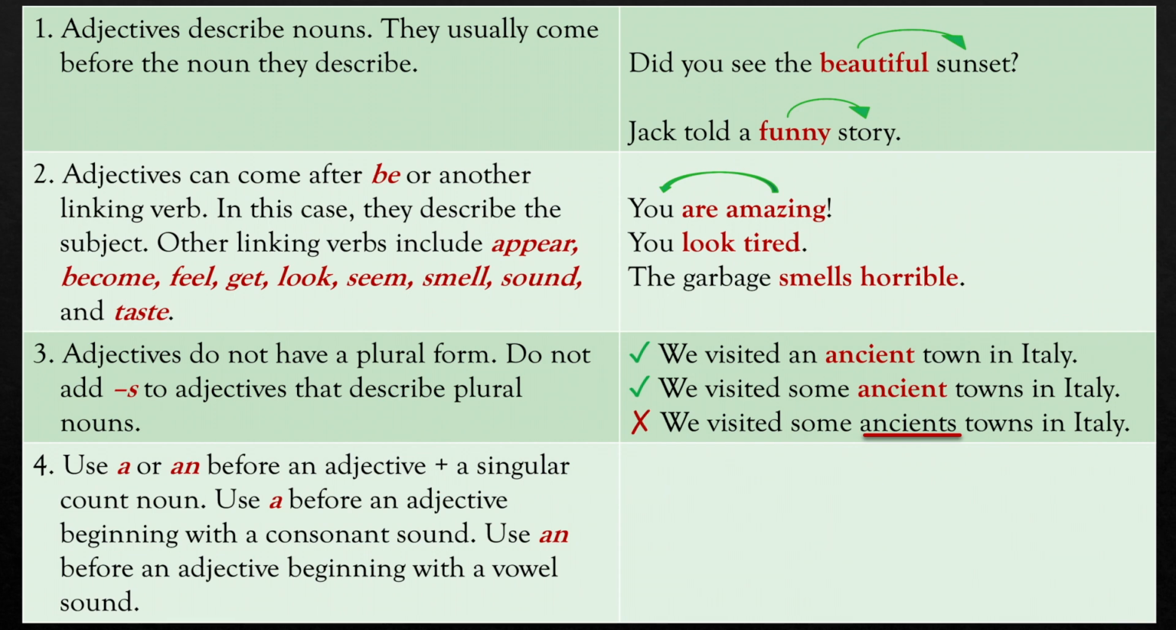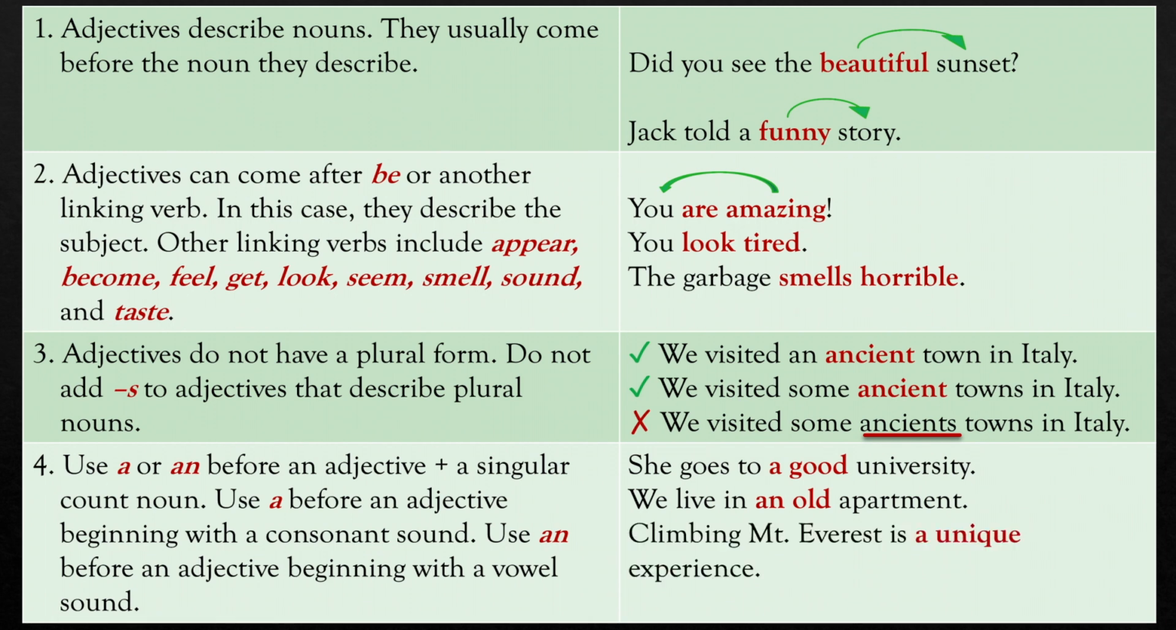Here's some examples. She goes to a good university. The adjective begins with a G, so you're going to use a here. We live in an old apartment. We use an because of the vowel sound in old.